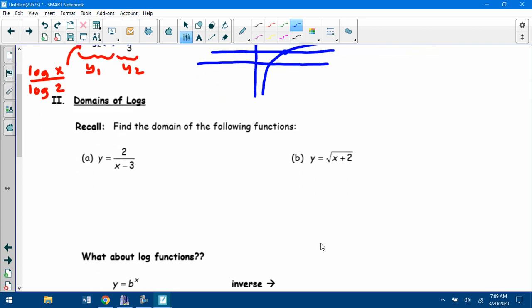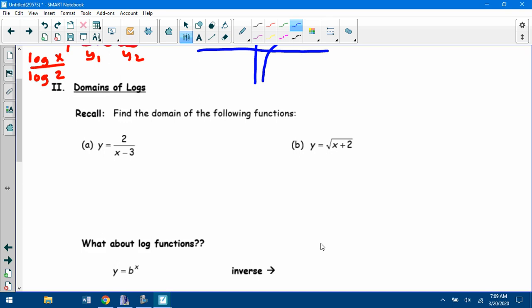All right, now the last thing we got to talk about is domain of logs. And before we get into the domain of logs, let's talk about domains that we know so far. It's been a while since we've done these, but when we're talking domains, we think, what am I allowed to plug in? So we did them with rational functions. What was the restriction with rational functions? What am I not allowed to do in a fraction? The restriction here is that the denominator, x minus 3, can't be 0. And that's how we did domains for rational functions.